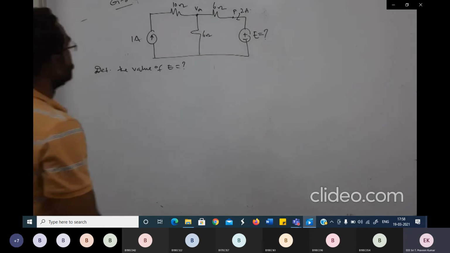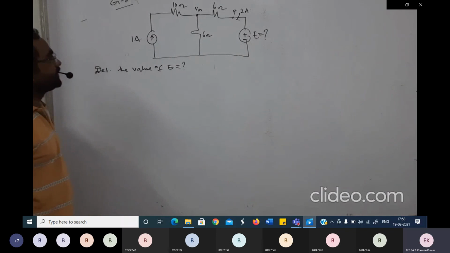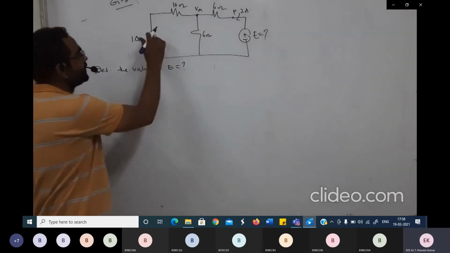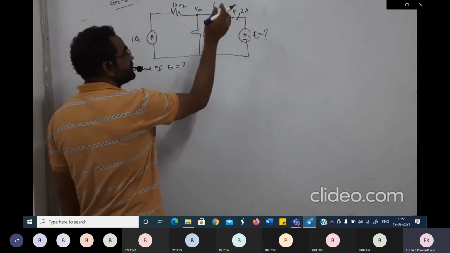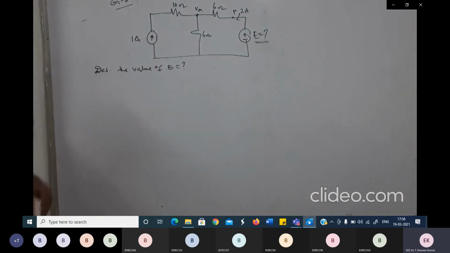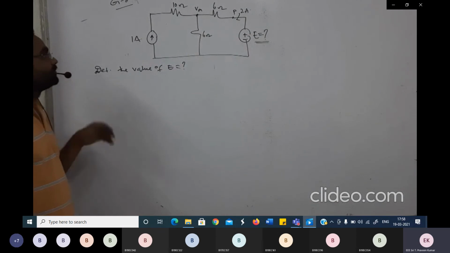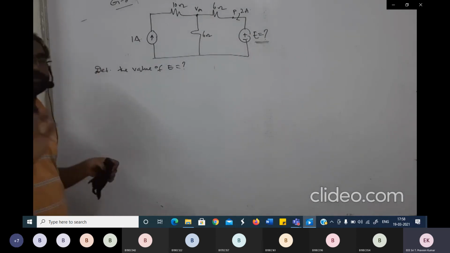So students, now let us see the next question which is asked in the GATE examination. This is a circuit diagram which is given. You have a 1 ampere current source in series with a 10 ohm resistor. This is a 6 ohm resistor, this is a 6 ohm resistor, and this voltage is to be calculated. The question asked is to calculate the value of E for the circuit shown in the figure. It's a 2-mark question. Now see how simple this is.